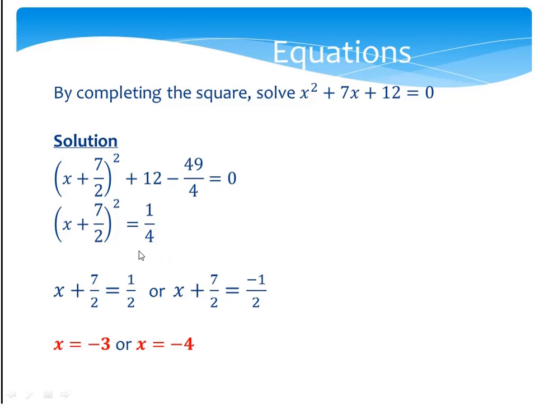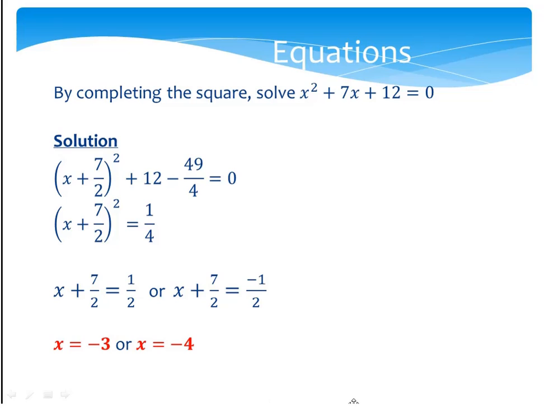And now we want to do away with the squared. We want to do away with the power 2. So we introduce the square root sign on both sides, and then we have x plus 7 over 2 is equal to plus or minus 1 over 2. So that will lead us to x plus 7 over 2 is equal to half, or x plus 7 over 2 is equal to minus half. Simplifying these two equations will give us x is equal to minus 3, or x is equal to minus 4.